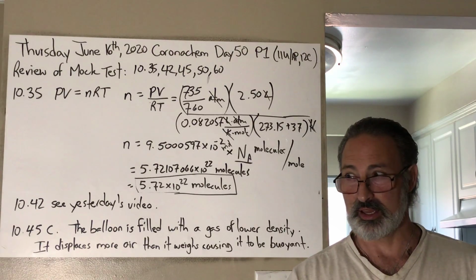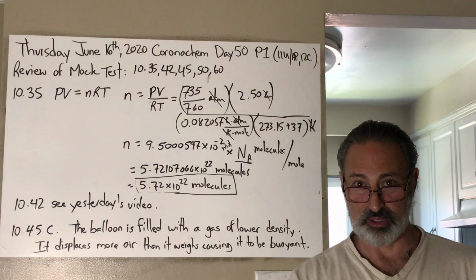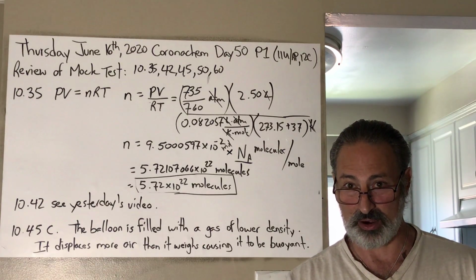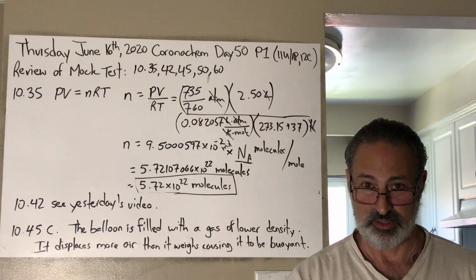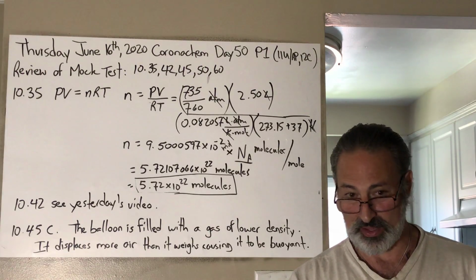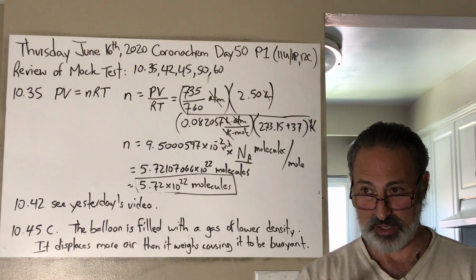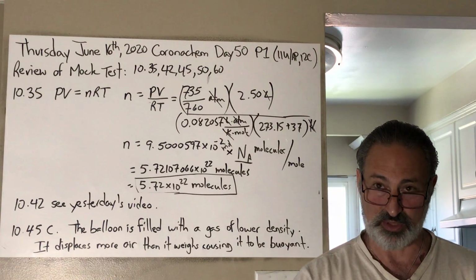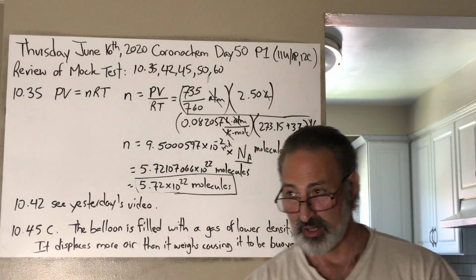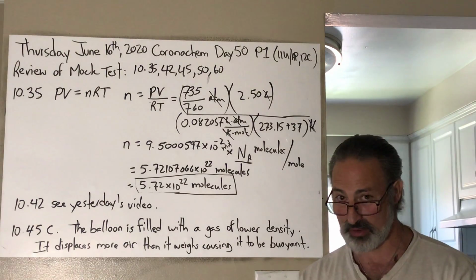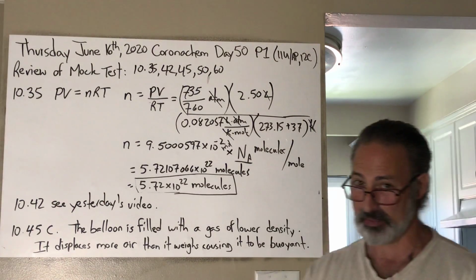Point is, if you have a balloon, the balloon will displace more air than it weighs, or the air that it pushes out of the way to form its own volume weighs more than what the balloon weighs, so that causes the balloon to be buoyant. And so helium balloons actually are lighter than air. They float up in air.